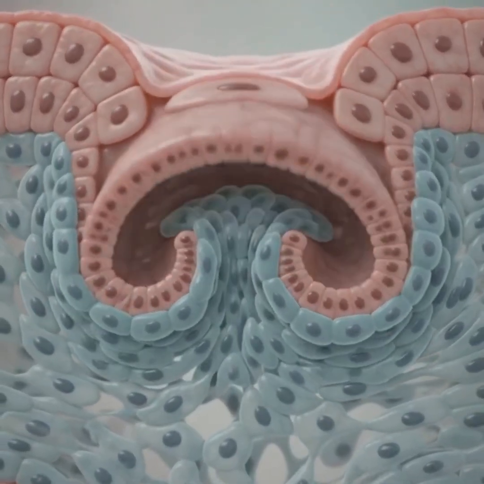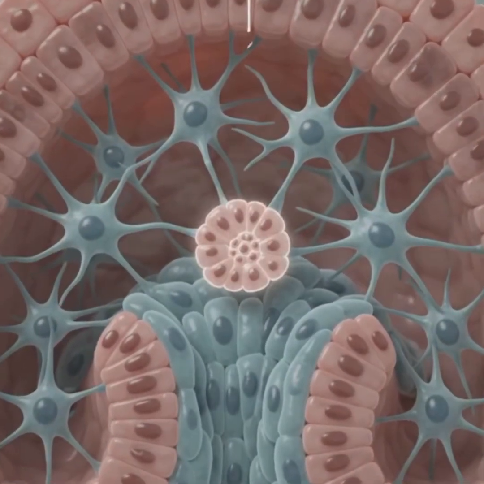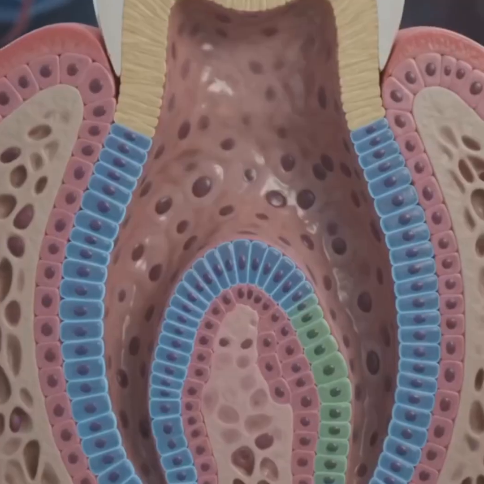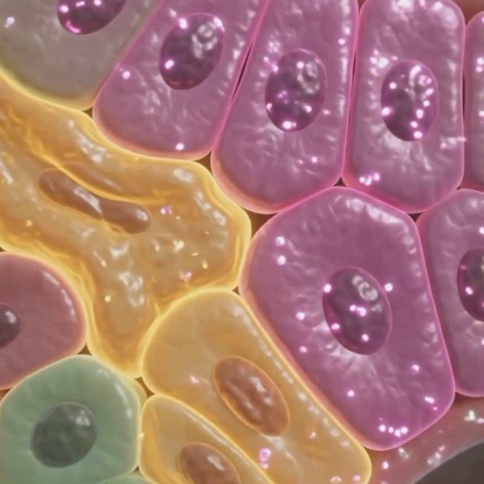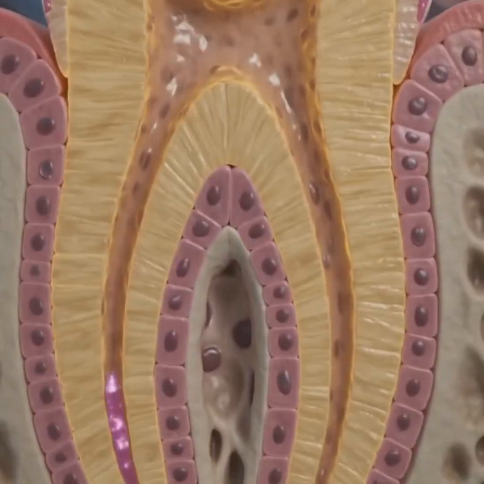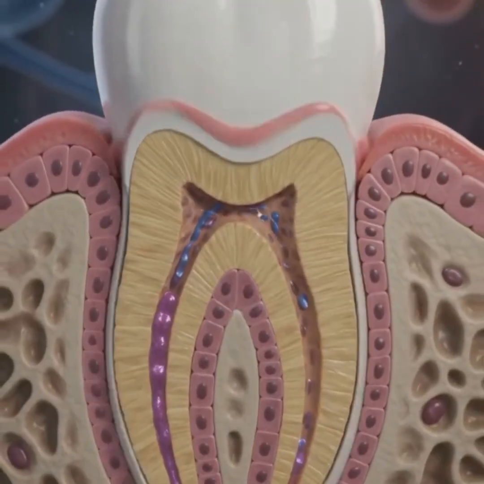By week 9, unequal growth creates the cap stage. This forms the enamel organ and dental papilla. During the bell stage, cells differentiate. Odontoblasts secrete predentin, triggering enamel formation. Mineralization is followed by root formation and eruption.